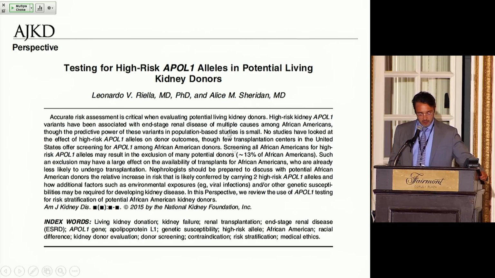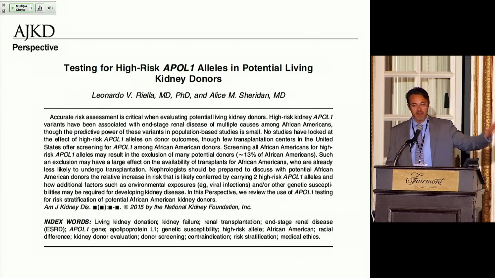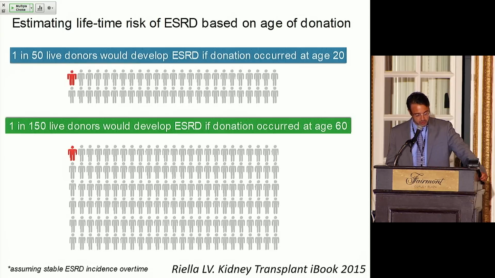So in this paper, which you can read at your leisure, we go over the arguments of who are the patients that we should be testing. And I think in general we believe that younger African American patients that are being considered for donation should be tested for APOL1. It wouldn't be a no in case they have the two high-risk alleles, but it would be an additional risk factor that has to be taken into account, like having high blood pressure, like being slightly overweight. So those are all risk factors that are important.